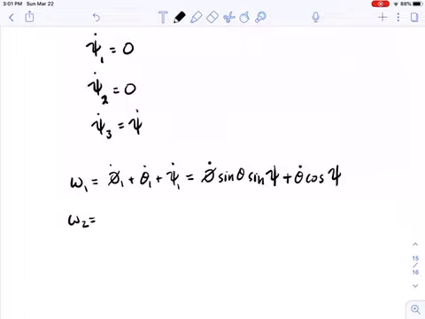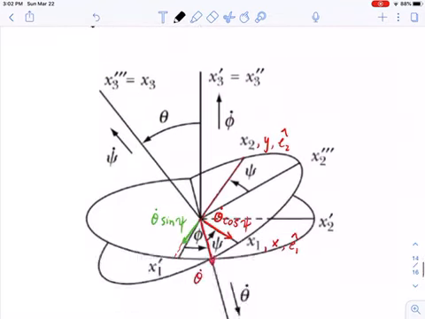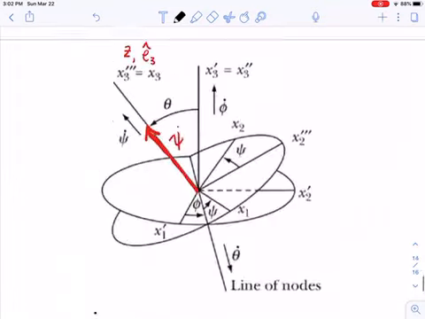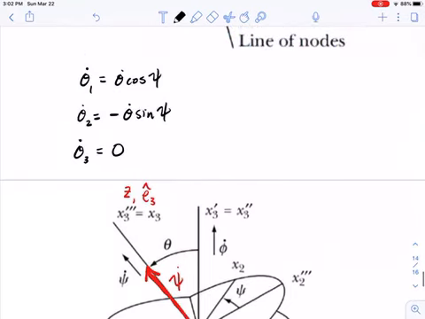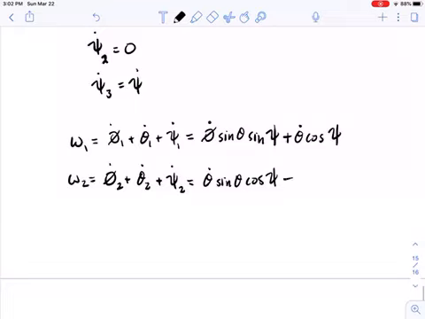And then the second component is just the second component of all of these things. So what do we get? Phi dot sine theta cos psi, and the second component was minus theta dot sine of psi.